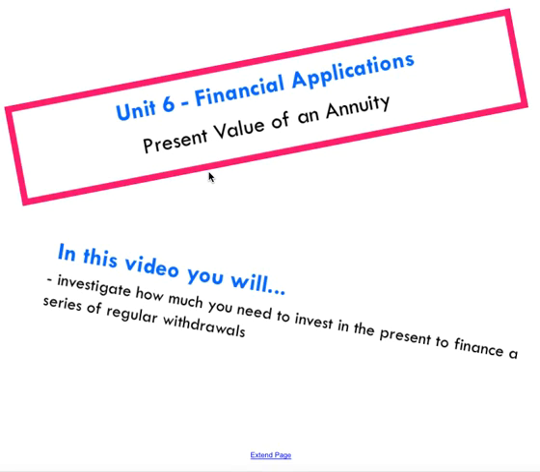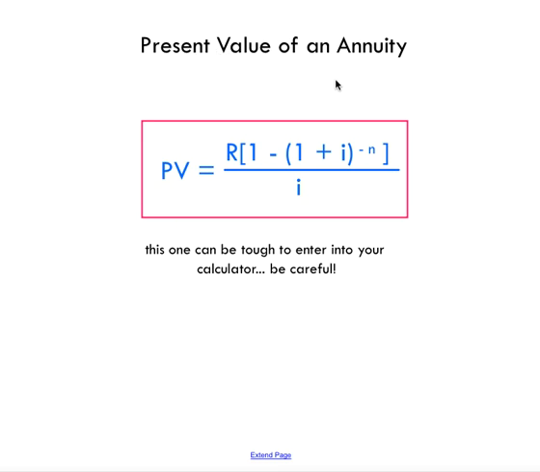In this video, what we're going to do is look at how much we need to invest in the present to finance a series of regular withdrawals. Let's say you plan on taking out a bunch of money on a regular basis. We want to know how much you have to put in order to make that happen. We've got a new formula for the present value of an annuity.